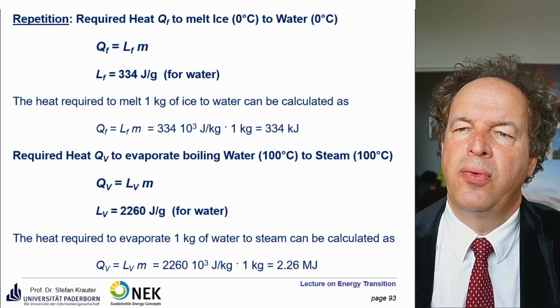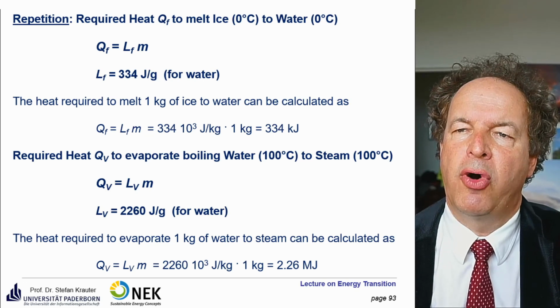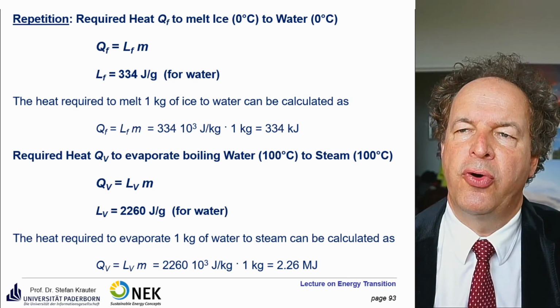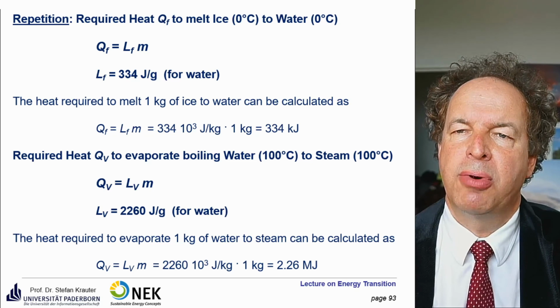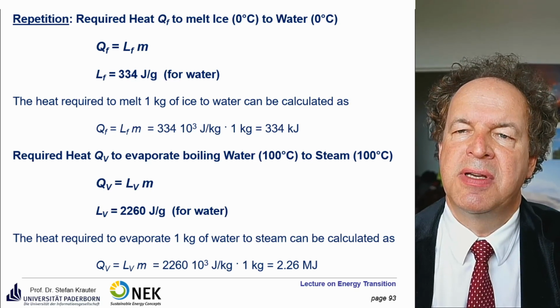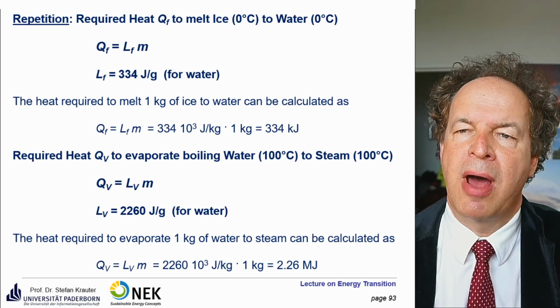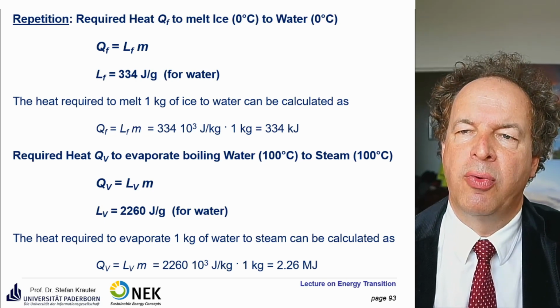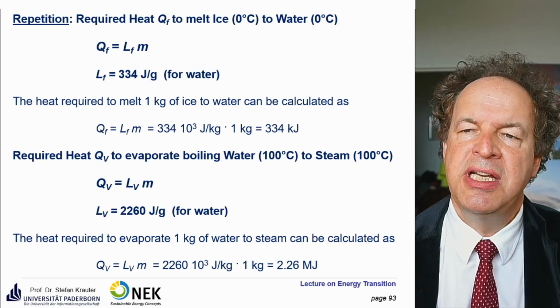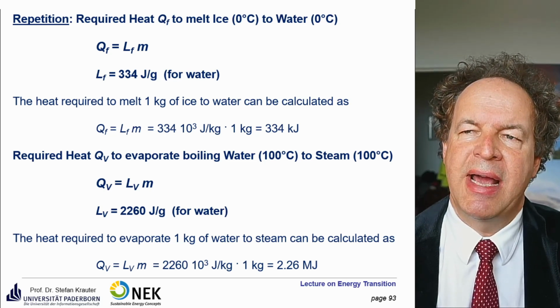Then further, if you have boiling water at 100 degrees and you want to convert it into steam at the same temperature, you specifically need 2260 joule per gram of water. So if you want to evaporate 1 kilogram of water into steam, you need 2.26 megajoule.